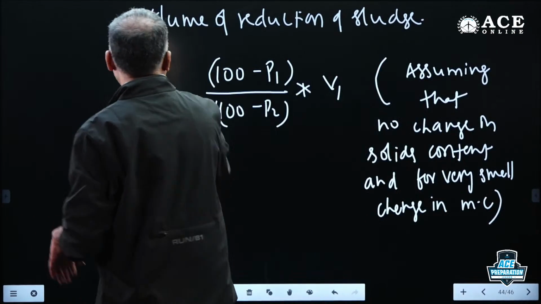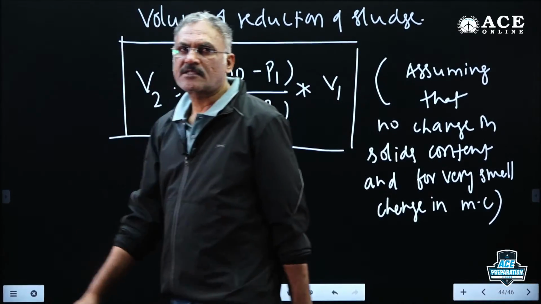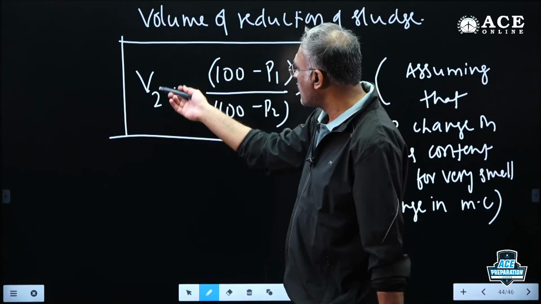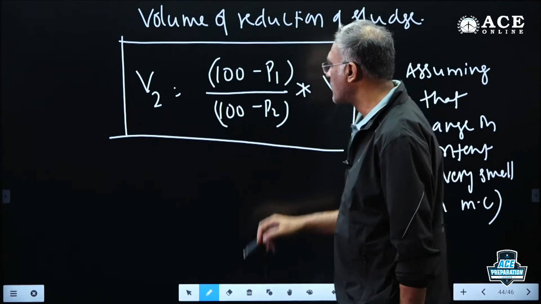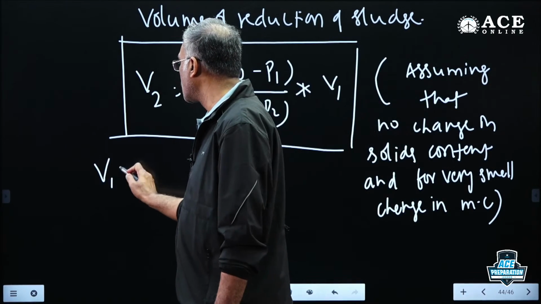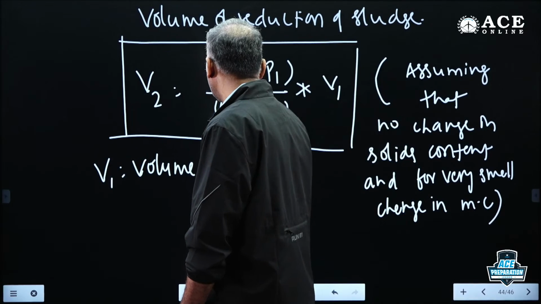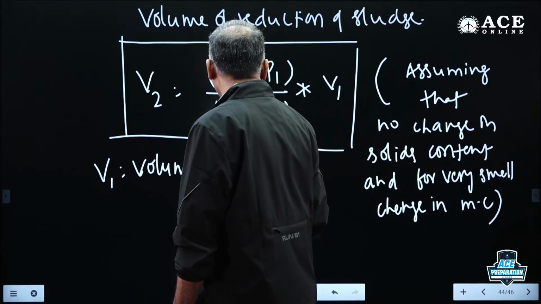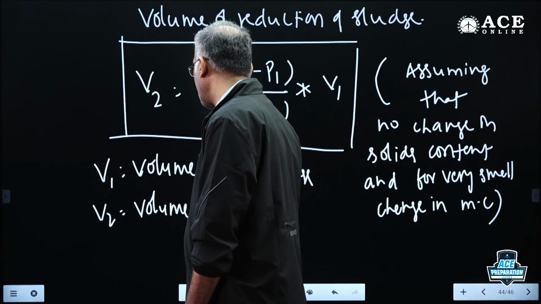So this equation is very popular. They are asking questions in the GATE exam. How does volume reduction of the sludge occur? After sludge treatment, volume of the sludge is equal to V2. Before treatment, volume of the sludge is equal to V1. So V1 is equal to volume of raw sludge and V2 is equal to volume of digested sludge after treatment.